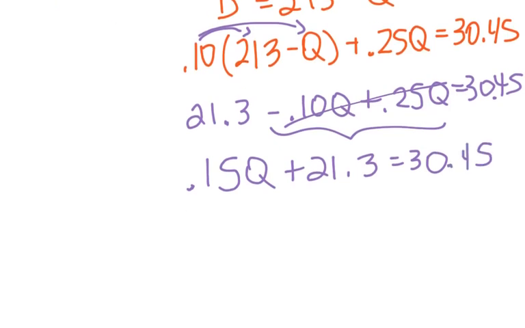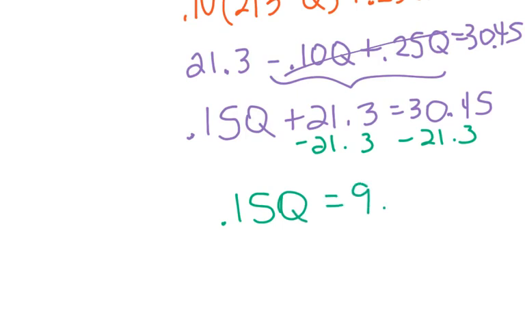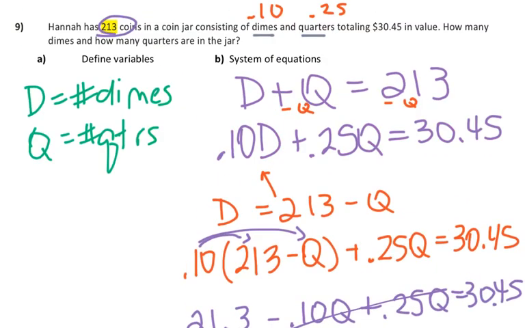I'm going to subtract 21.3 from both sides. So I'm going to have 0.15Q is equal to 9.15. Then I divide by 0.15. And I'm going to get Q is equal to 61. What does that mean? It means that Hannah has 61 quarters in her jar.